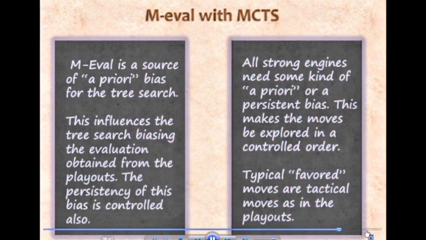MCTS engines assign a priori information to the newly created nodes when the tree is expanded. This decides the order in which the nodes are explored for the first time and also gives chances of exploring again soon a node that resulted in bad values but was classified as a good answer a priori.